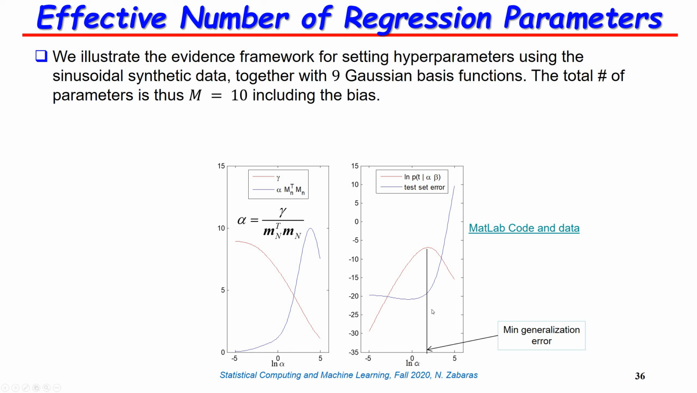And again, this is a similar plot. This is for our sinusoidal data set for m equal to 10 with 9 Gaussian basis functions. And you see the point where the marginal log likelihood becomes maximum. It's about the same point where the test mean square error is minimized. And so that seems to be in agreement with what we have seen earlier for selecting hyperparameters of the model with cross-validation.